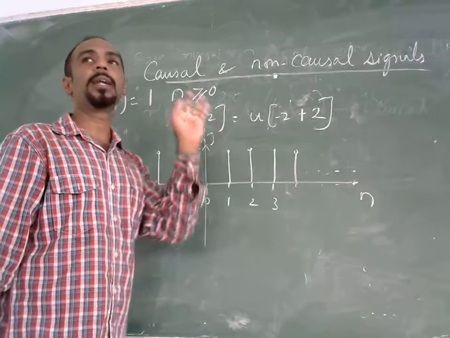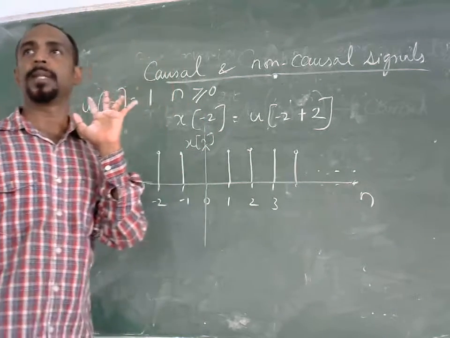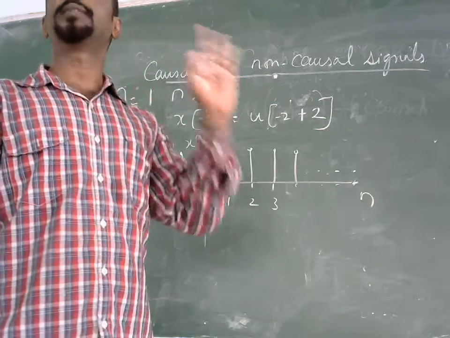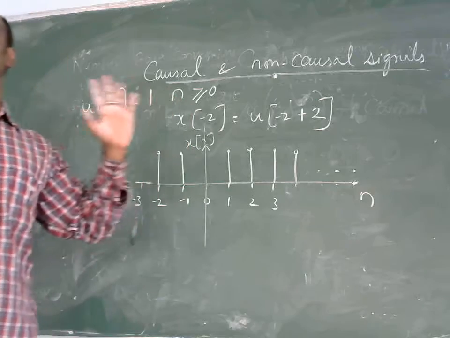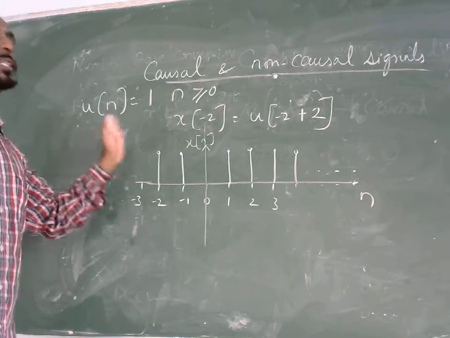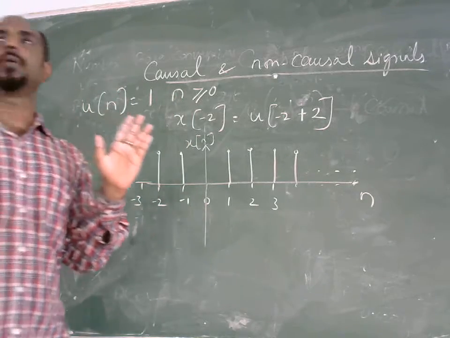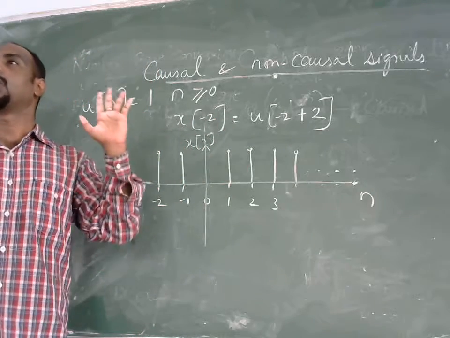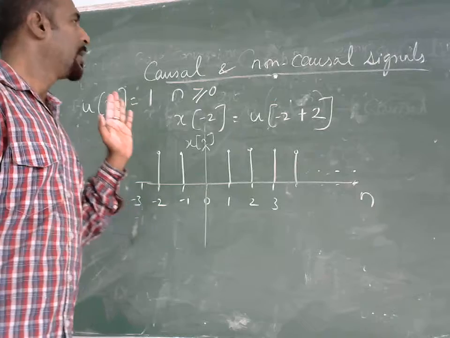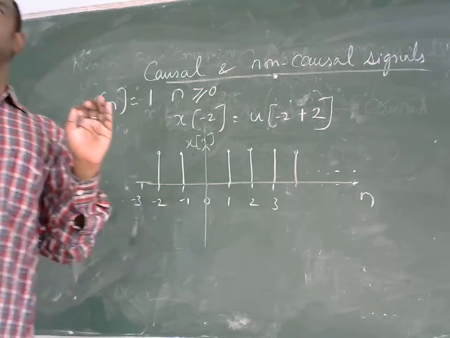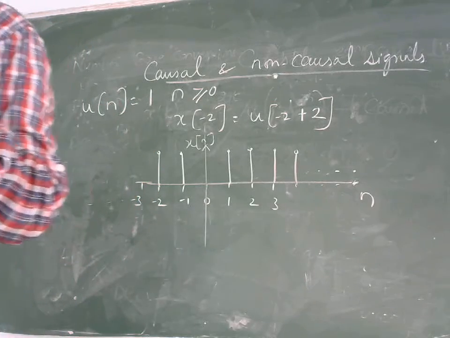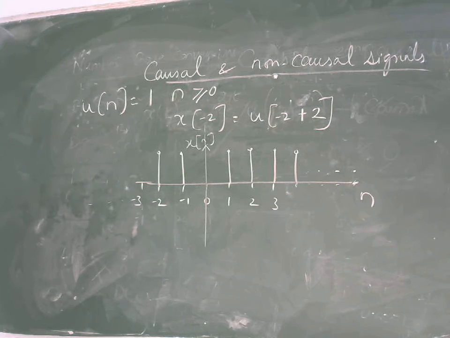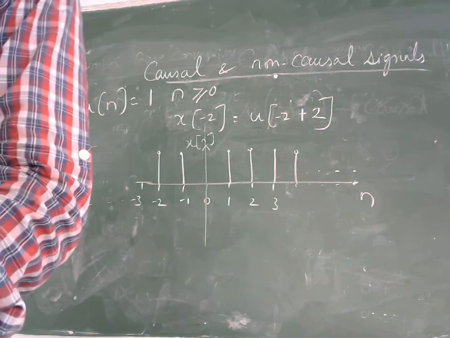So we say that the signal is non-causal. Even if it exists for one negative value of n, then the signal is non-causal. It should not exist for even one negative value. Then only the signal will be considered to be a causal signal. So this is an important point we need to discuss about causal and non-causal signals.